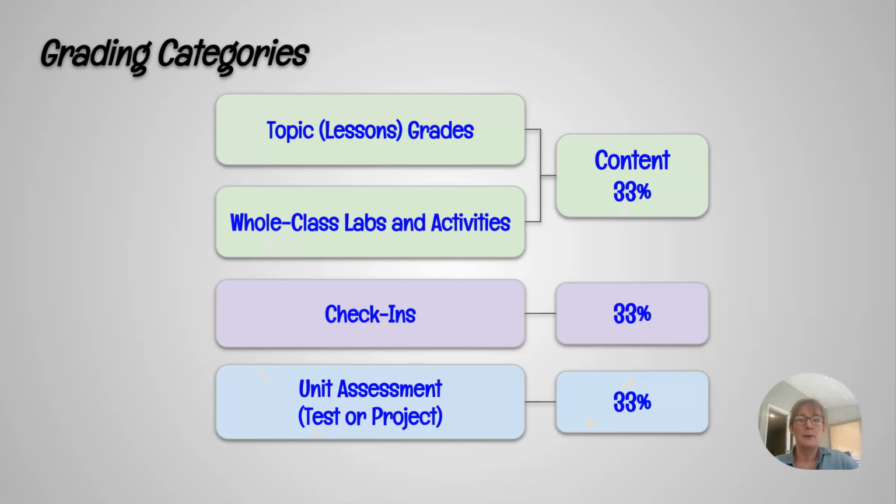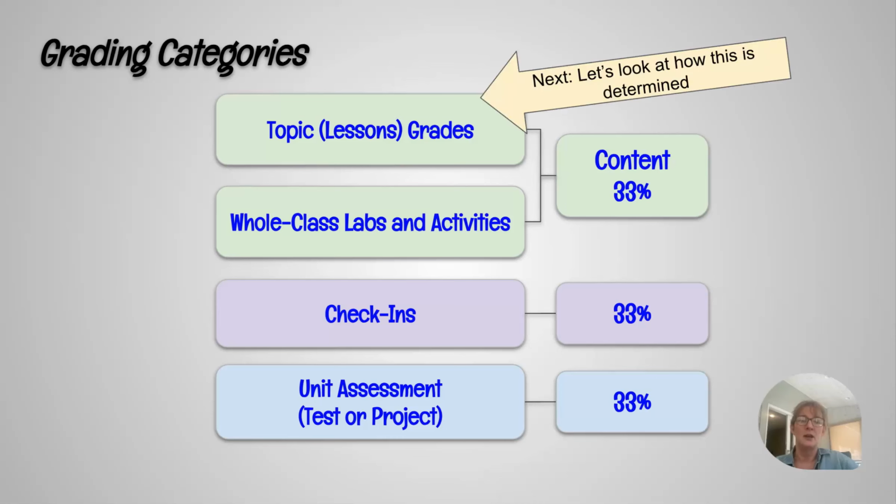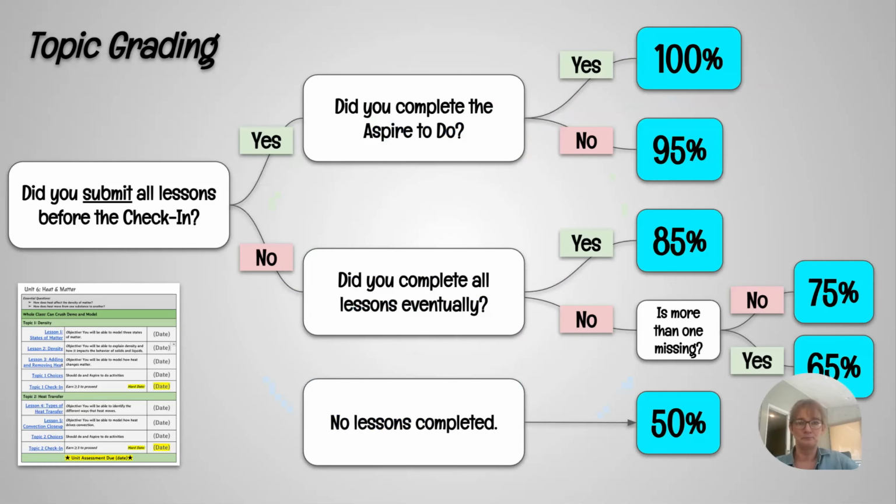Okay. Grading categories. So your class grade is made up of 3 parts. One third is an assessment grade. One third are all the check-in grades for that topic. And then the final third are the lessons and whole class labs and activities. And I want to take a minute and show you how this topic grade is figured out.